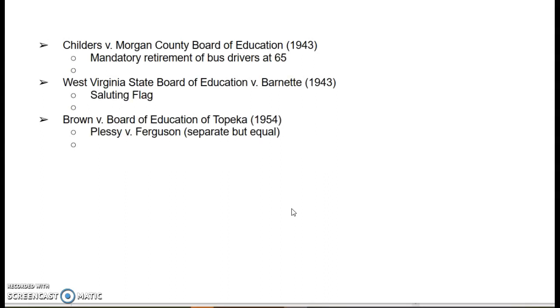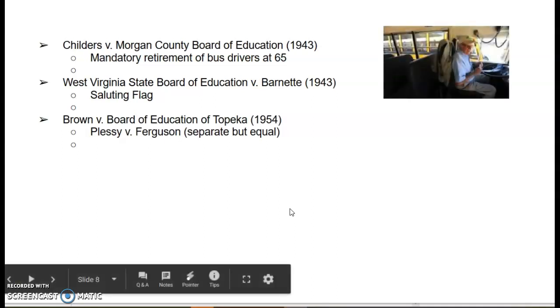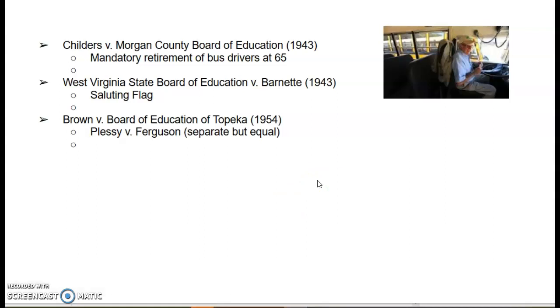Some important court cases over the years. There was a case in 1943. A school district tried to fire a bus driver because he was too old, and the court case decided that you could let people continue to serve as bus drivers. The man on the right here is 90 years old. At the time the picture was taken, he was the oldest bus driver in North America.